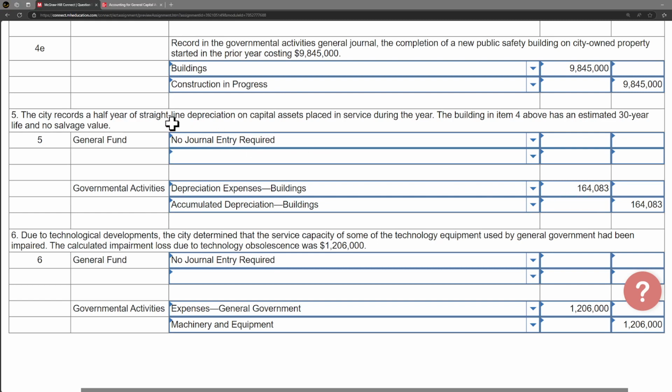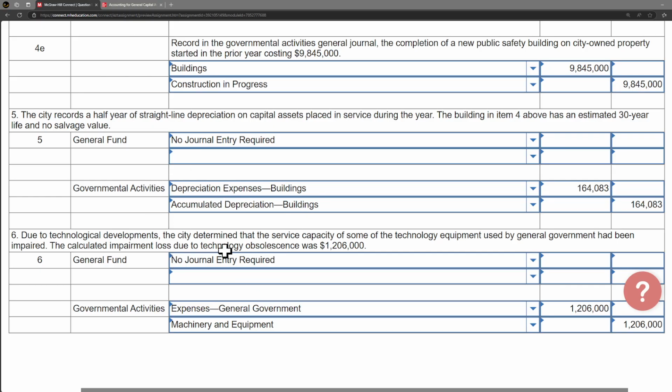So remember, there's no long-term assets or liabilities. Therefore, there's no depreciation, accumulated depreciation, which remember is a long-term contra asset. So here we've got no journal entry for the general fund. We've got accumulated depreciation and the depreciation expense for the buildings here for the half year.